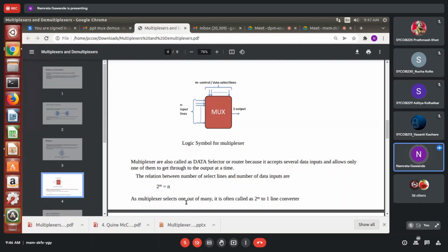As a multiplexer selects one out of many, it is often called a 2 raised to power m to 1 line converter. What this indicates, you will come to know in the types of multiplexer. So always the relationship for the select lines and data inputs is 2 raised to power m equal to n.